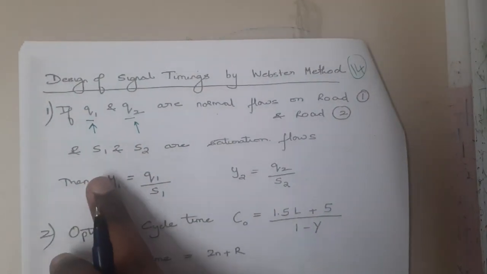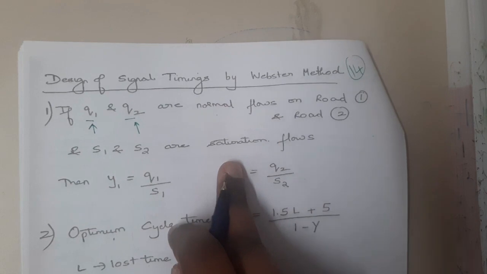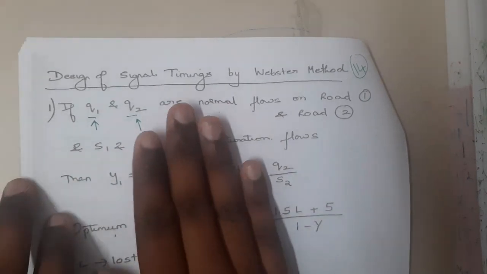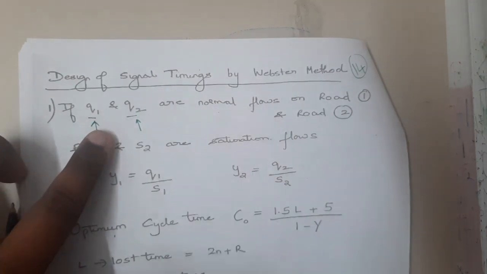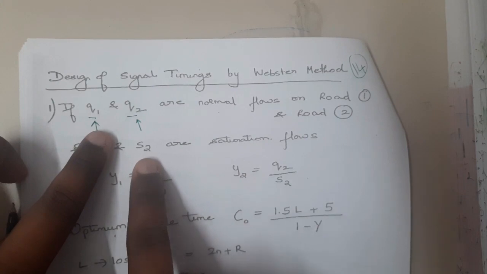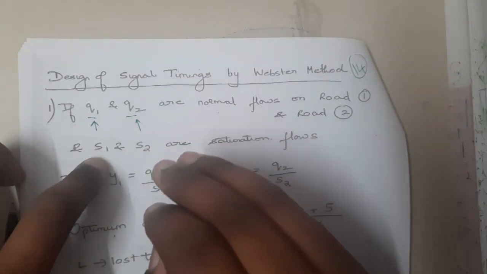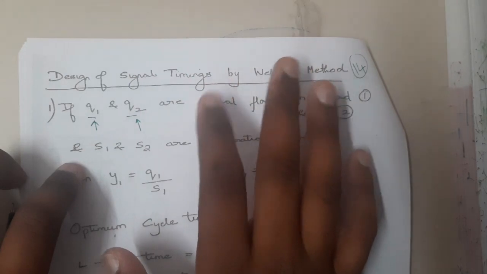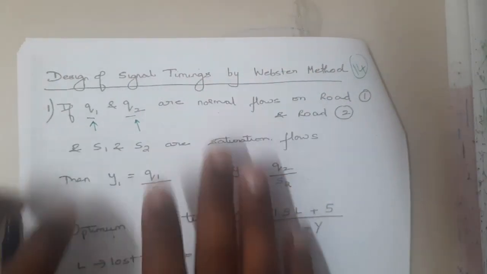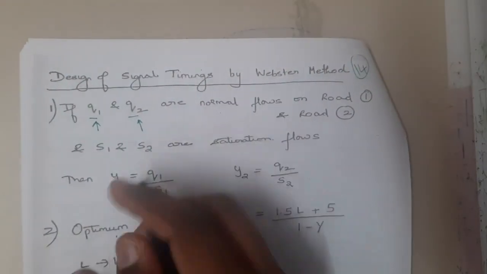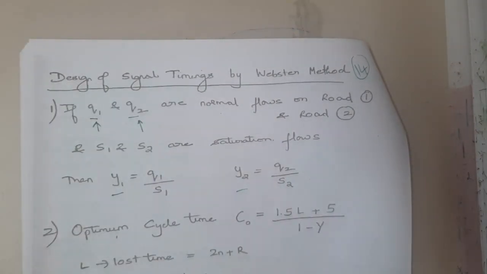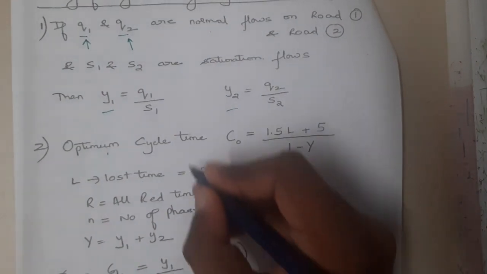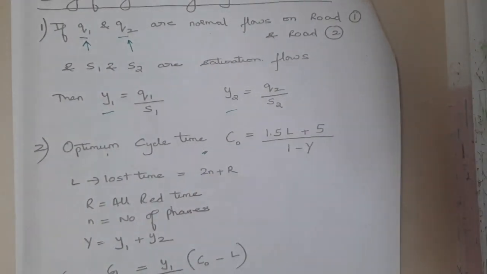Similarly, we will also be given the stationary flow. If road 2 is blocked, how many vehicles could go from road 1? That value is S1. Similarly, if road 1 is blocked, how many vehicles could go? That is S2. That means the maximum vehicles if road 1 is given 100% chance, and the maximum vehicles if road 2 is given the chance. With this help you will be calculating y1 and y2. Just the simple ratio, guys: q1 by s1, q2 by s2. Got it? After this you will be calculating the optimum cycle length.